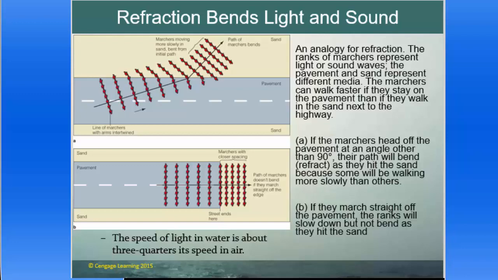So if the marchers head off the pavement at an angle other than 90 degrees, their path will bend, or refract, as they hit the sand, because the people walking into the sand initially will slow down, and in order for the line to catch up and be straight again, the people on the outside have to speed up, and that causes that wave to bend. If they march straight off the pavement, the ranks will just slow down, but they won't bend. So this difference in density is what bends or refracts sound waves or light waves.